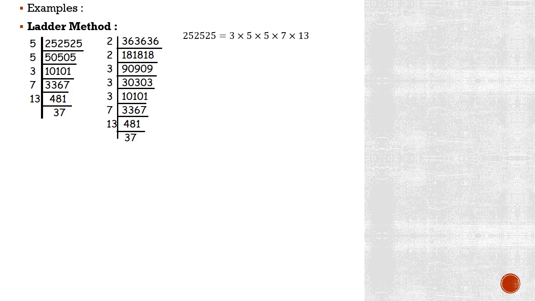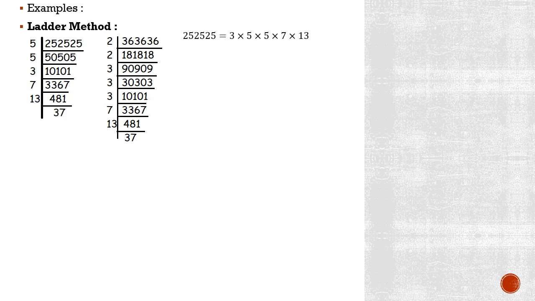Now let us discuss the second example where we are given the number 3,63,636. First of all, we can see that this number is clearly divisible by 2. Remember that we are going to divide only by the prime numbers. So first we are dividing by 2. Dividing by 2 we get 181818. Once again it is divisible by 2, so we get quotient as 90909. Now this number is divisible by 3. So dividing by 3, we get quotient as 30303. Again this number is divisible by 3. Dividing by 3, we get 10101.